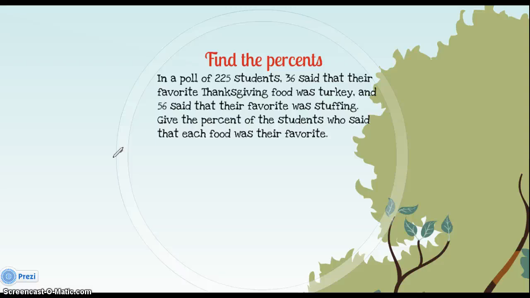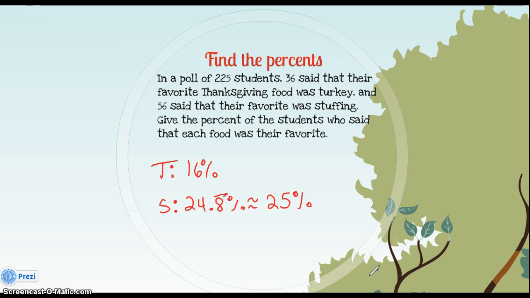All right, in this one, for turkey, you should have gotten about 16%. And then for stuffing, this one you probably got a decimal, which was 24.8 repeating percent, which rounds off to be about 25%. Okay, that is finding a number when the percent is unknown, when the percent is known. Hopefully you learned something.